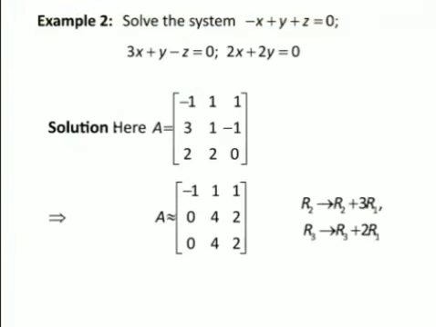Let us take one more example. Solve the system minus x plus y plus z equals to 0, 3x plus y minus z is equals to 0, 2x plus 2y is equals to 0. First write the coefficient matrix, that is A is equals to minus 1, 1, 1. Second row 3, 1, minus 1. And the third row is 2, 2, and the coefficient of z is here 0.